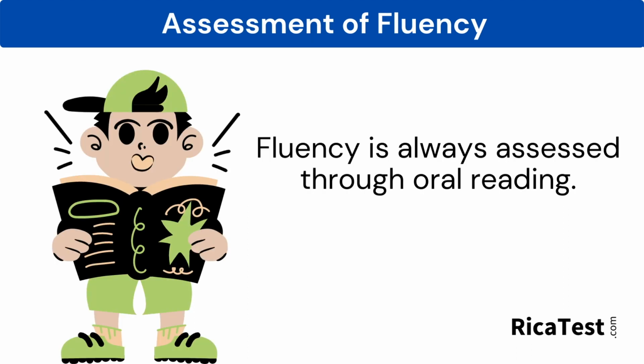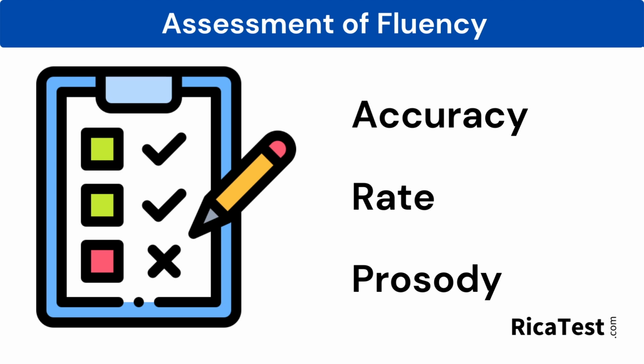Now, for assessment for fluency, to begin, it's important to understand and remember that fluency is always assessed through oral reading. This means that if on your RICA test you receive a multiple choice question about fluency assessment and there is a solution that includes anything that's not about oral reading, you can eliminate those choices that might include some writing because fluency is always assessed through oral reading. Remember, the three areas of fluency that a teacher must assess are accuracy, rate, and prosody.